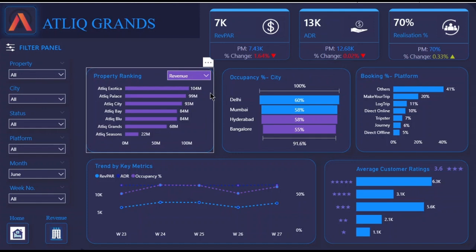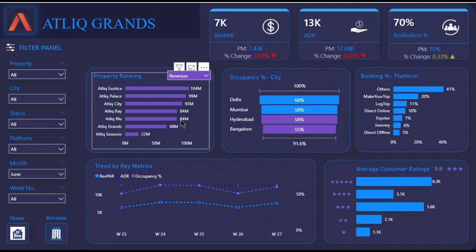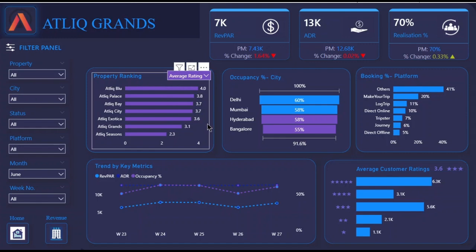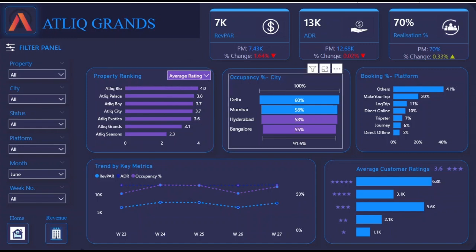So now let's look at the property ranking. Based on all the properties that AtliQ Grands has, we can view them on the basis of revenue, total successful bookings, and the average rating that each property has got. Here we have another funnel chart, and the funnel chart also shows the occupancy percentage based on all the cities. Delhi is the highest, followed by Mumbai. You can also see the tooltip here.